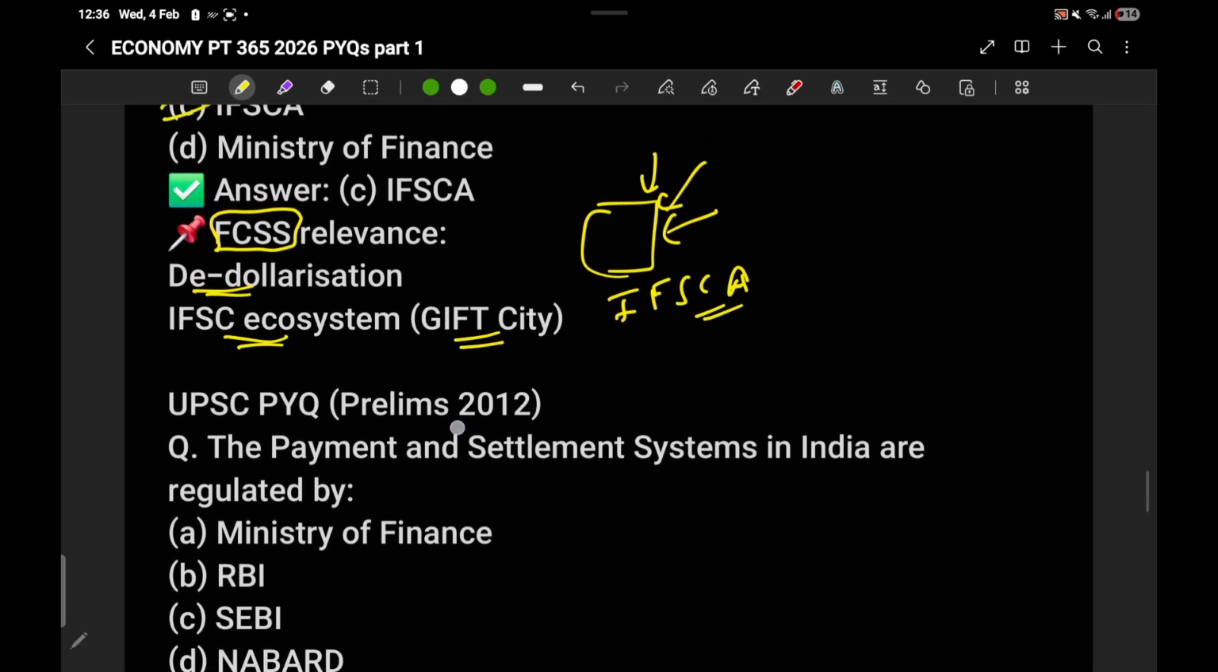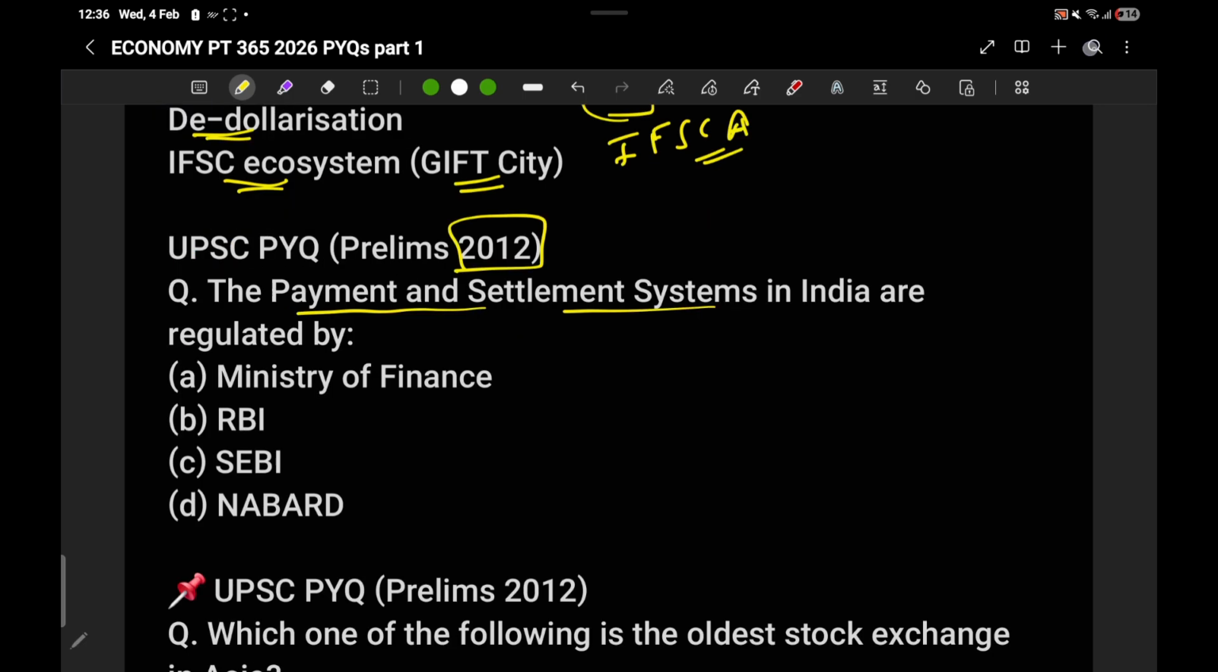Next, in 2012, they asked a question on the payment and settlement system in India. Which among the following regulates the payment and settlement system? The answer for this question is RBI. RBI regulates the payment and settlement system in India.